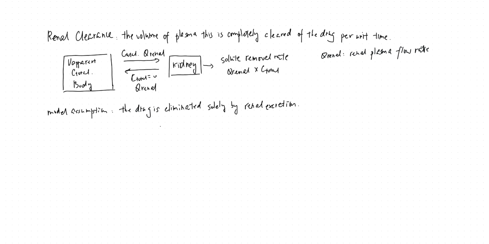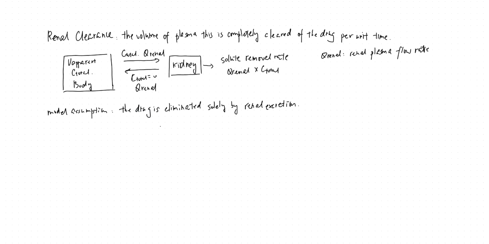This is what it means that renal clearance is the volume of plasma that is completely cleared of the drug. The complete clearance is represented in the diagram by C total equal to 0 when the plasma goes back. Within that diagram, the solute removal rate by the kidney is just Q renal multiplied by C total. That's the idea of renal clearance.